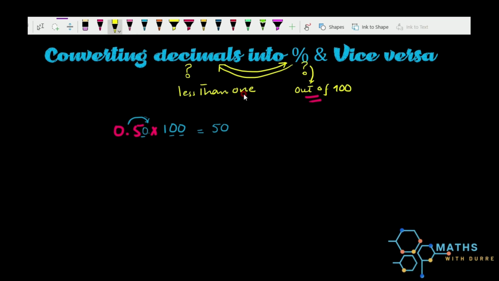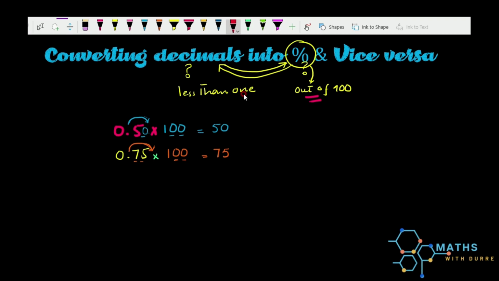Let's have another example. 0.75. As we are going to convert it into a percentage, we have to multiply it by 100. In this case, we have to move the decimal point how many digits right? 2 digits right. Why 2 digits right? Because 100 has 2 zeros in it. As you know, there are 2 digits after the decimal point, so we can easily move the decimal point without adding any zero after 5. So the answer will be 75.